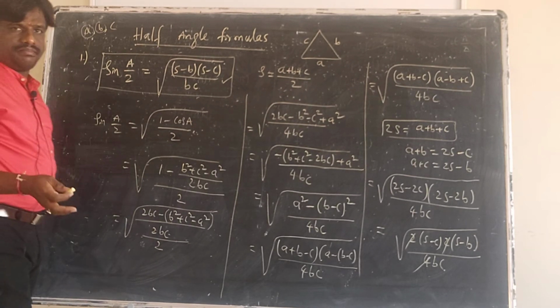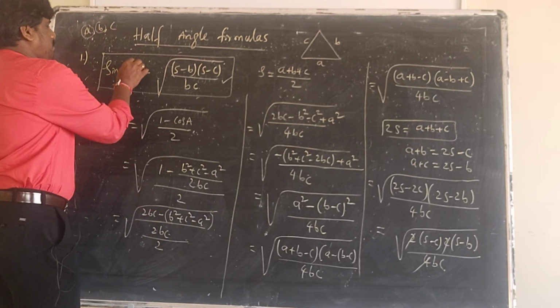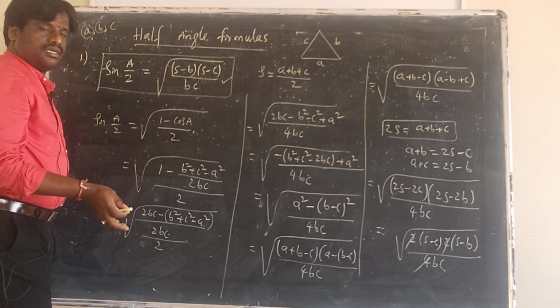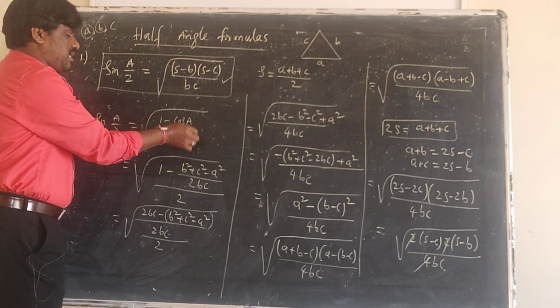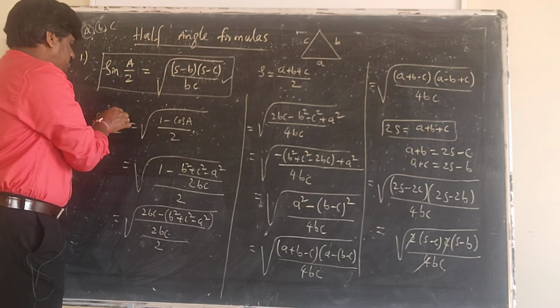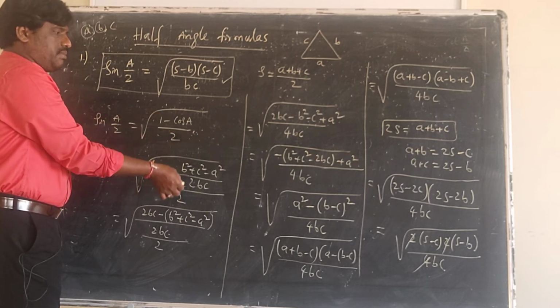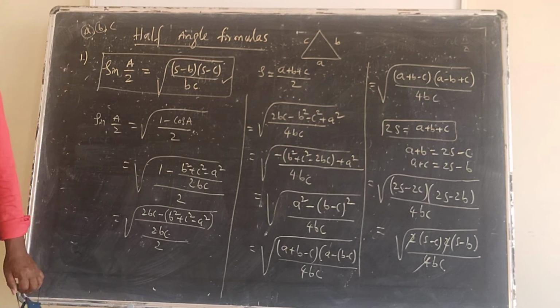All the proofs will be the same. So sin A by 2 we have proved it. If B is there, B by 2, we write B, so the cos B formula we will write. If C is there, C by 2 we will write, and we will prove that. So this is the half angle law.